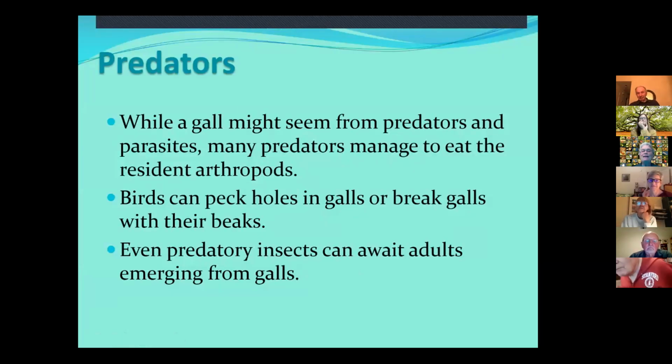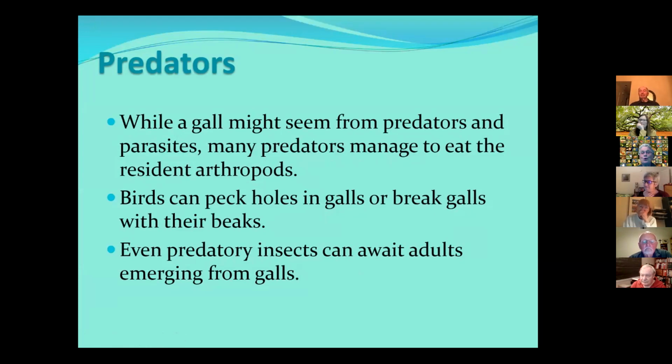All right, so while a gall might seem fairly safe from predators and parasites, unfortunately there are a lot of predators who do manage, because they know what's going on inside, they've figured it out, and they actually go after the resident arthropods. So a gall, because it's out there day and night in the same place and, unlike an active insect, can't fly away, is maybe not such a safe place to have your brood live.